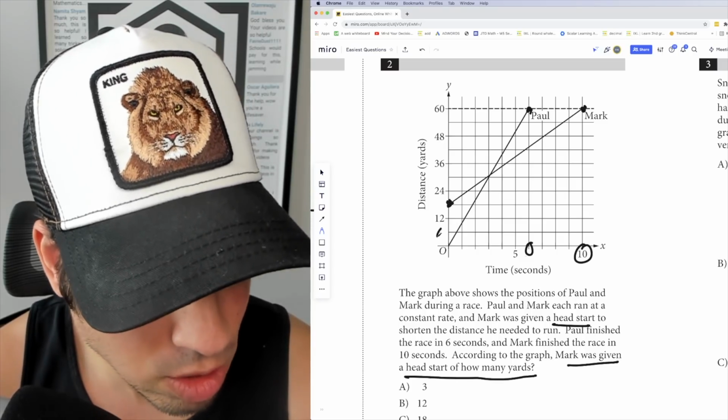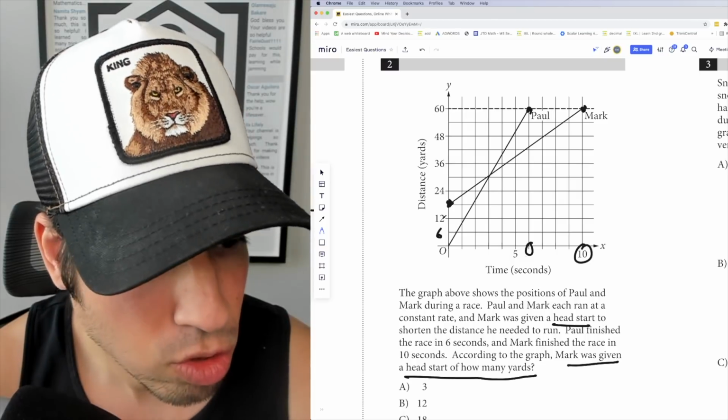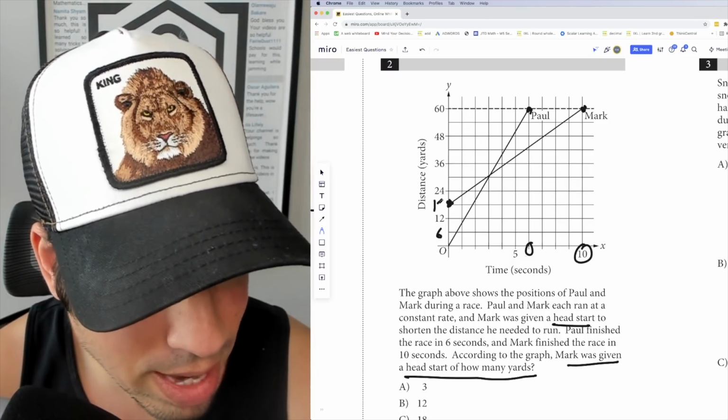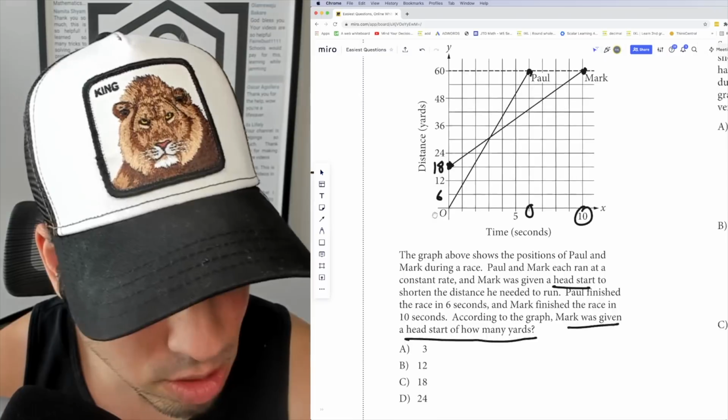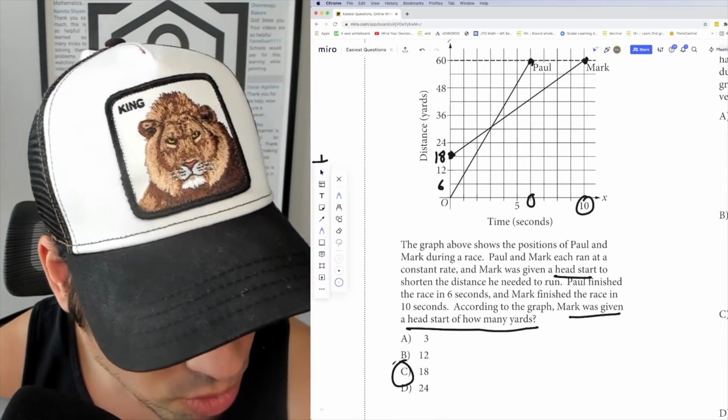And it's looking like this is incrementing by 6. So 6, 12, what's 12 plus 6? That would be 18 would be the amount of the head start. So that would be C for the win.